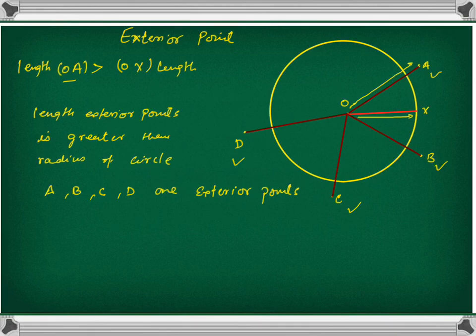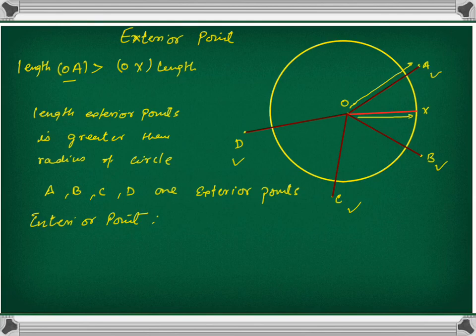Okay, so now we will talk about the interior point. The interior point is also like the same, but it will be within the circle. A point lying in the same plane as that of the circle is called an interior point if its distance from the center of the circle is less than the radius of the circle. So we'll talk about the interior point.